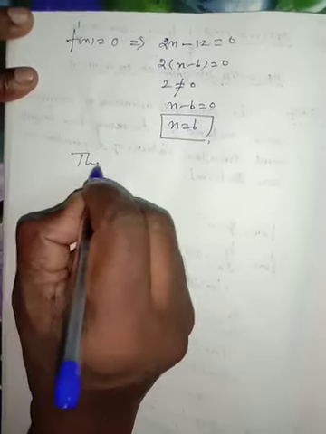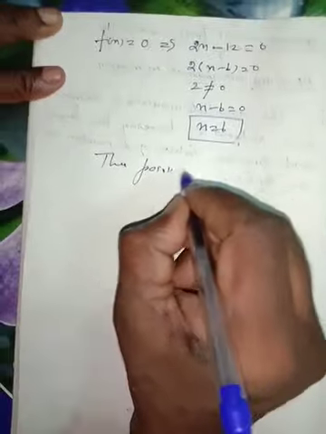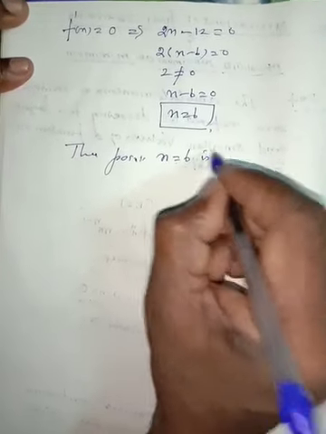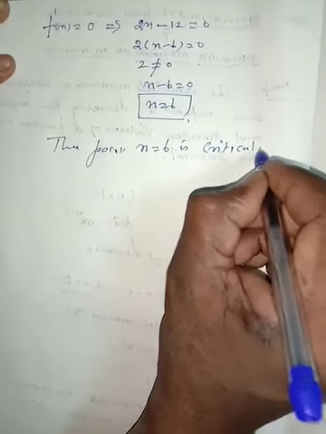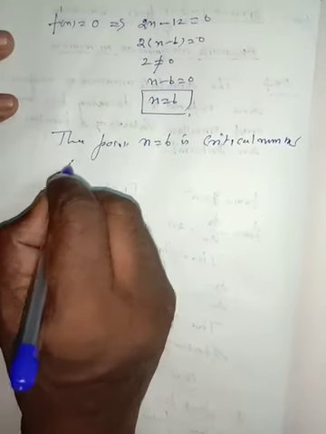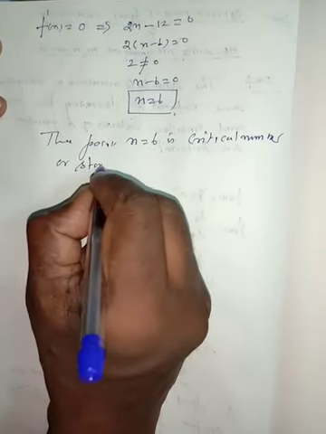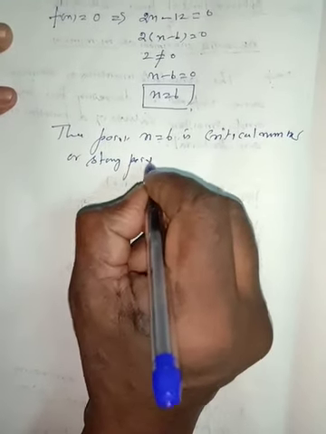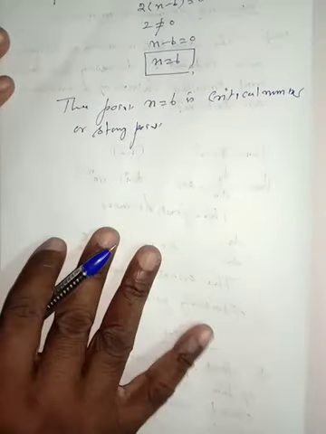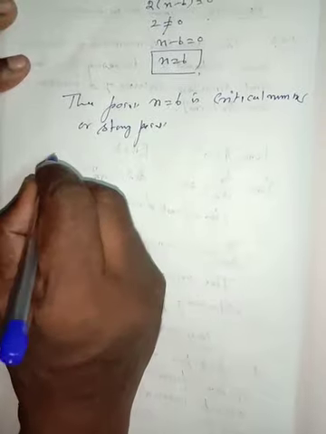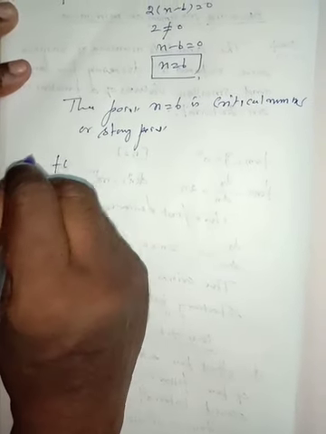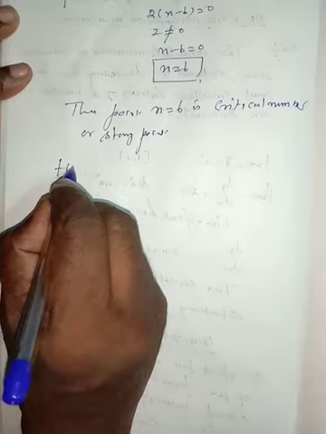The point x is equal to 6 is the critical number, or stationary point. Now first find f of 1 and f of 2 in the interval. Therefore f of 1 is equal to, put x is equal to 1.